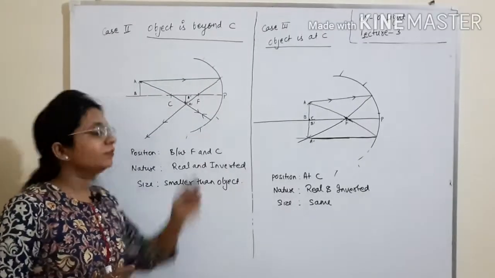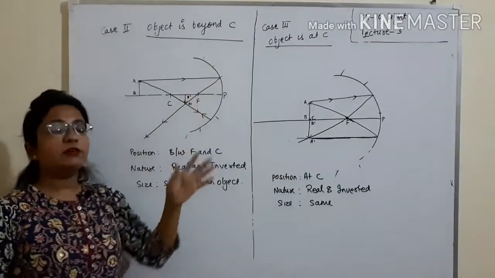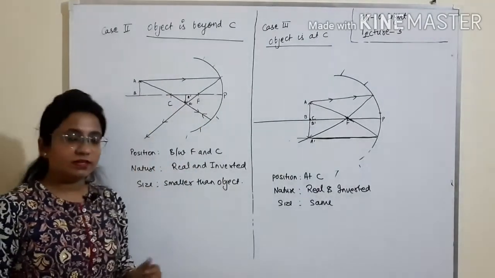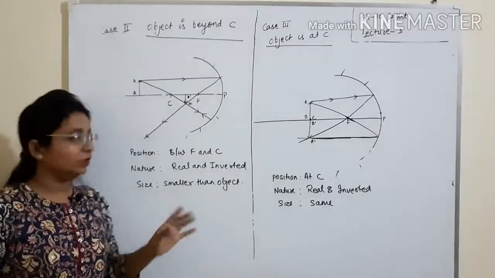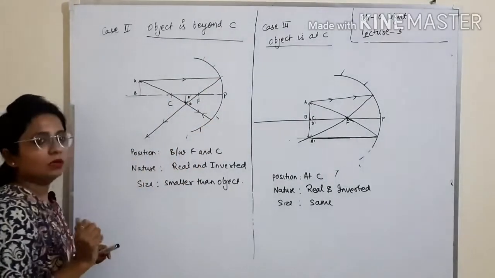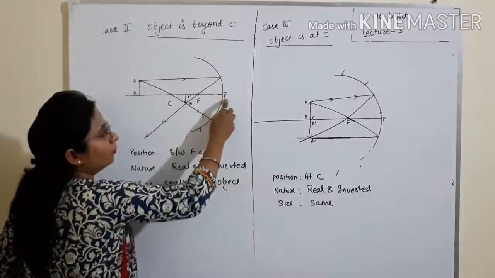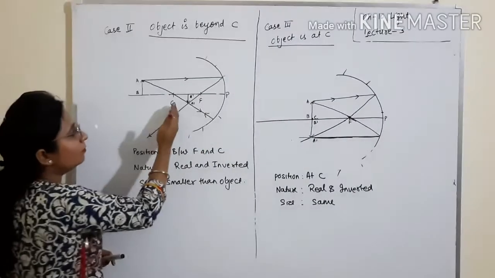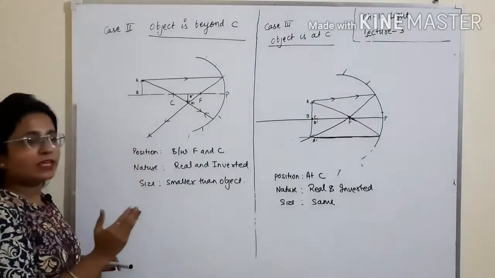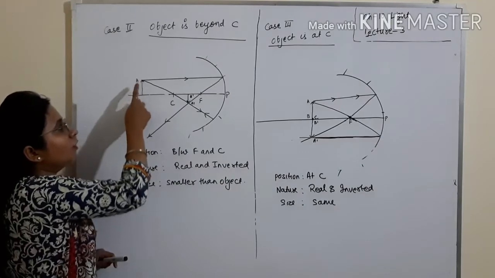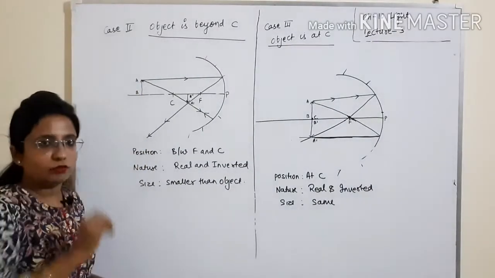Next case is when the object is present beyond C, meaning the object C से पीछे कहीं present है. Now we can locate the object. We have this concave mirror, pole, focus, center of curvature, and beyond the center of curvature we have placed this object A, B. This is the head of the object, this is the leg, you can say, of the object.